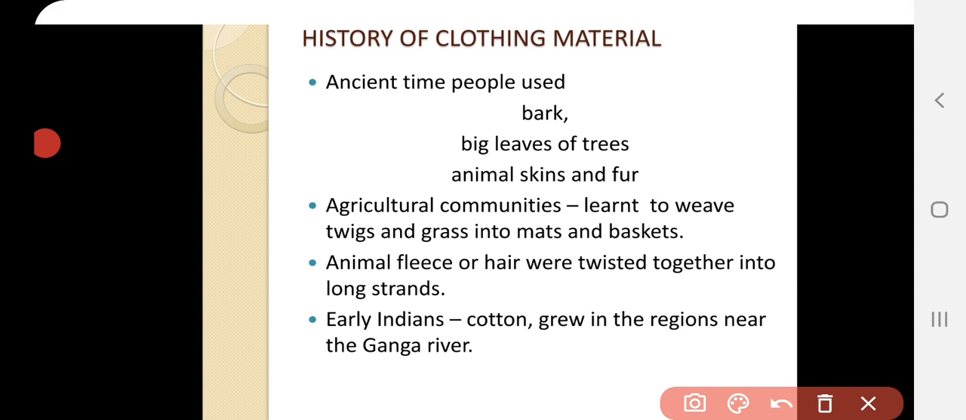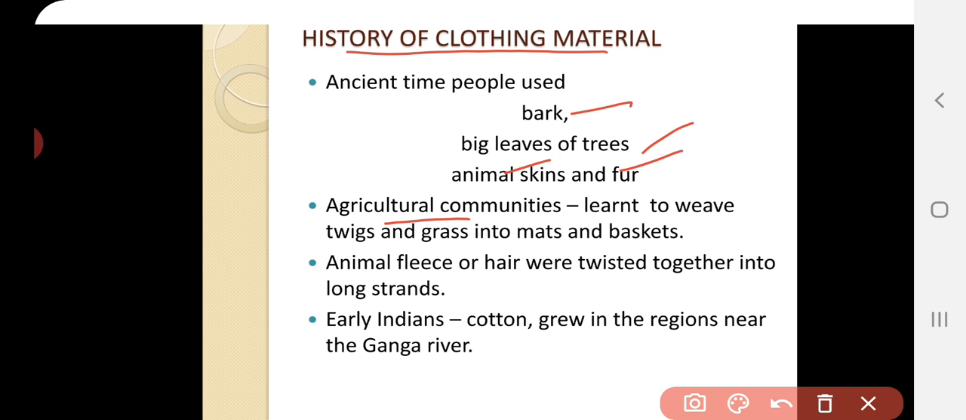And next is about the history of clothing material. What is history? It is nothing but the past. So we are going to read about the past of clothing materials. Now we use stitched clothes with varieties of designs and patterns. In ancient times, what did people used to wear? They used the bark and big leaves of trees, animal skin and fur. So these were the dresses of ancient people.